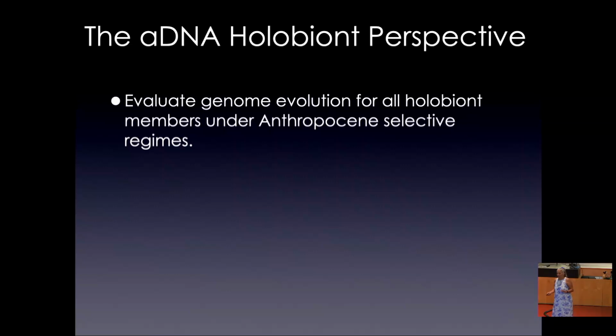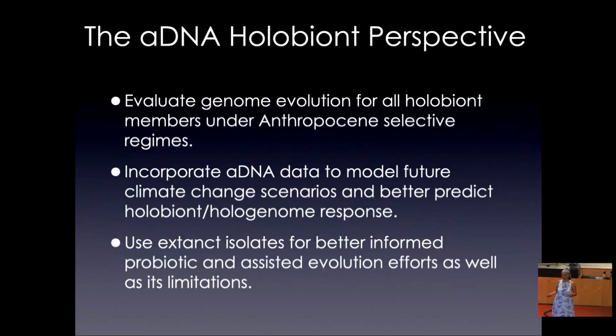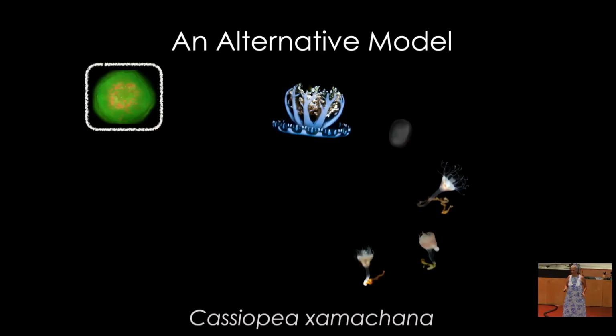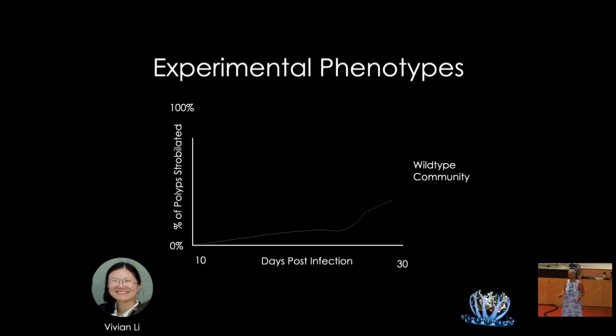So I think I'm preaching to the choir, but nonetheless, I think that the ancient DNA holobiont perspective is really important for corals because we can now really understand the Anthropocene and predict forward better climate change scenarios, and then use that to inform these crazy things that we're trying today. So I'm going to skip through the last bit. I'll show you, Thomas, later, all the jellyfish stuff.